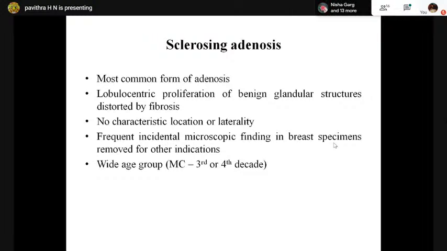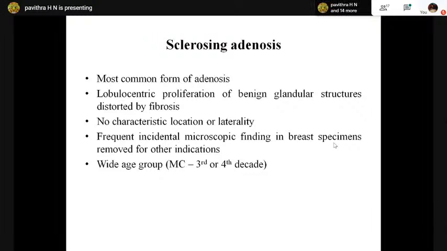It is a frequent incidental finding in breast specimens. Maybe a lumpectomy or mastectomy was done for other causes, and you find the sclerosing adenosis. This has a wide age group, around the third to fourth decade being the common one. It is characterized by enlarged lobular units due to the proliferation of small acinar tubular structures. They are compressed or distorted by the stromal collagen.